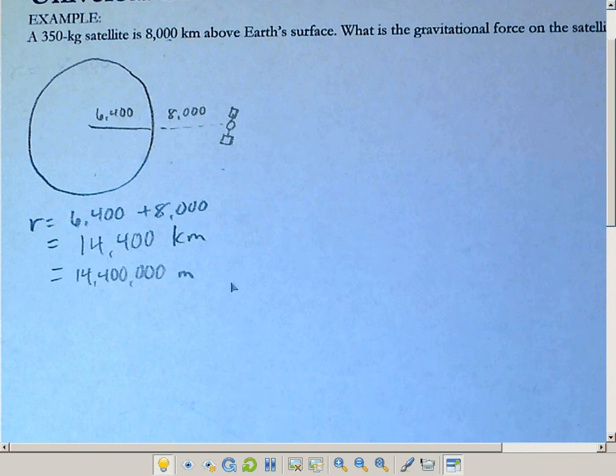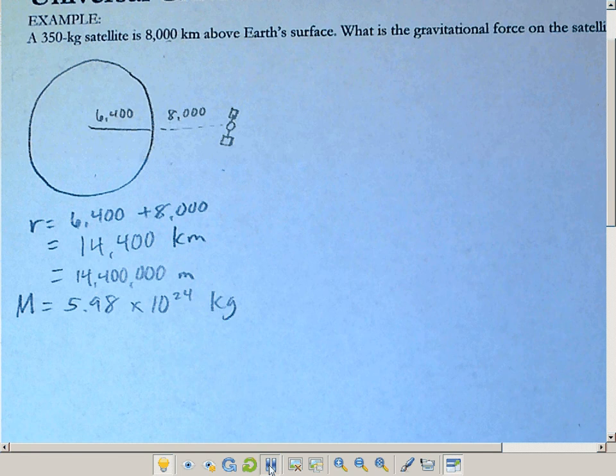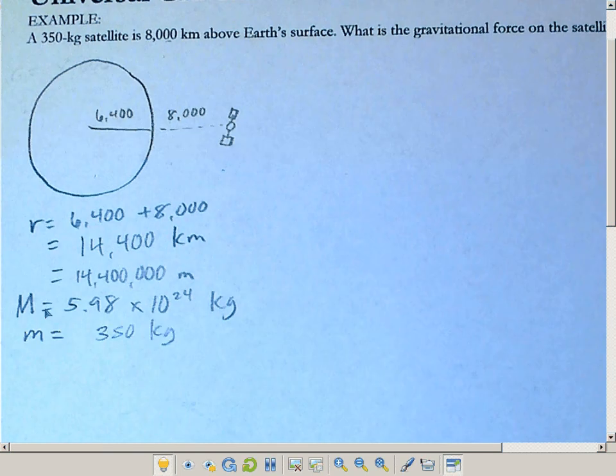Now I've got basically all my information in the problem in there, but I'm going to write down the mass of the Earth, which I like to put in as a capital M, and it's 5.98 times 10 to the 24th kilograms. And I'm going to write down the other mass, which I like to put in as a lowercase m. This is the same as writing m1, m2. It doesn't really matter. Now I'm going to plug into my equation.